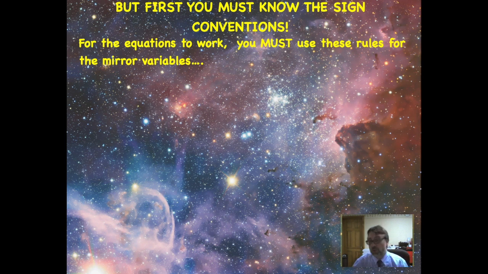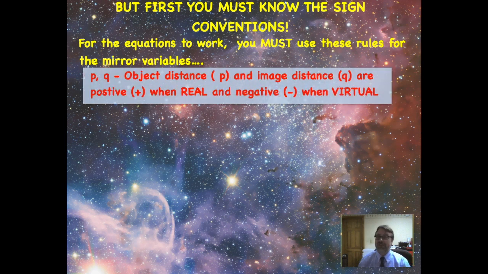So what are the rules for these variables? All right, first, the object distance and the image distance, p and q, or as some books and websites will call them, d_o for the distance to the object, or d_i for the distance to the image. When they're on the real side of the mirror, they need to be positive numbers. When they are on the virtual side of the mirror, they need to be negative numbers.